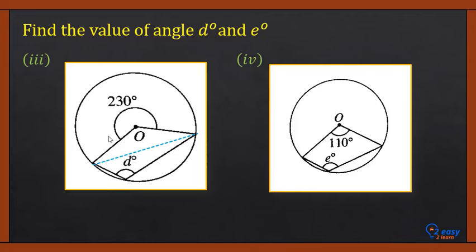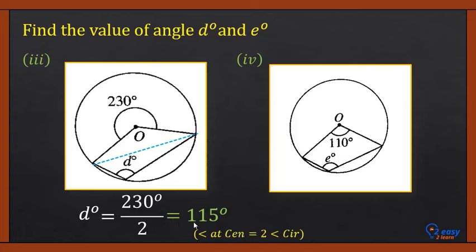This blue chord is making an angle at the center, and this angle is formed by the major arc. This is the major arc, and the angle at the circumference should be on the minor arc, and D is on the minor arc. It means that D should be half of the angle at the center of the circle. So 230 divided by 2, and the final answer is 115 degrees. The angle at the center is twice the angle at the circumference.